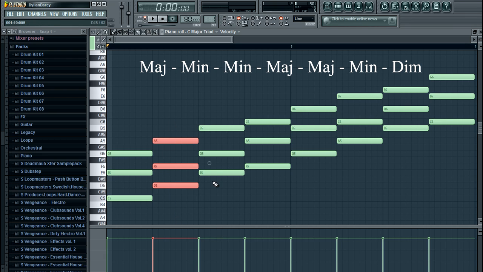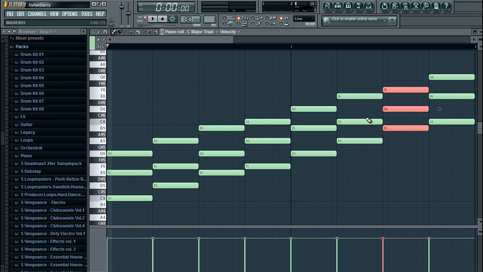Your second is going to be a minor chord. Your third is going to be a minor chord. Your fourth is going to be a major chord, and your fifth is going to be a major chord. Your sixth chord is going to be a minor, and your seventh is going to be a diminished chord. Now, once you know this formula, all you need to know is the scale, and from there you can work it out yourself. So, if you know your C major scale, knowing this formula, it's easy to work out the triad scale.